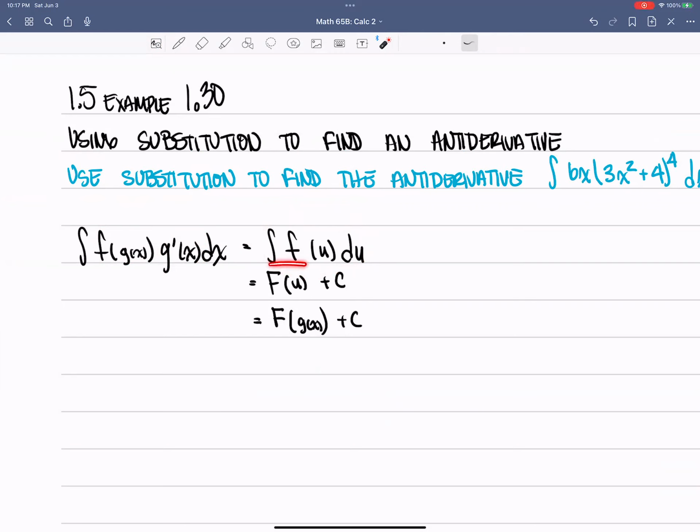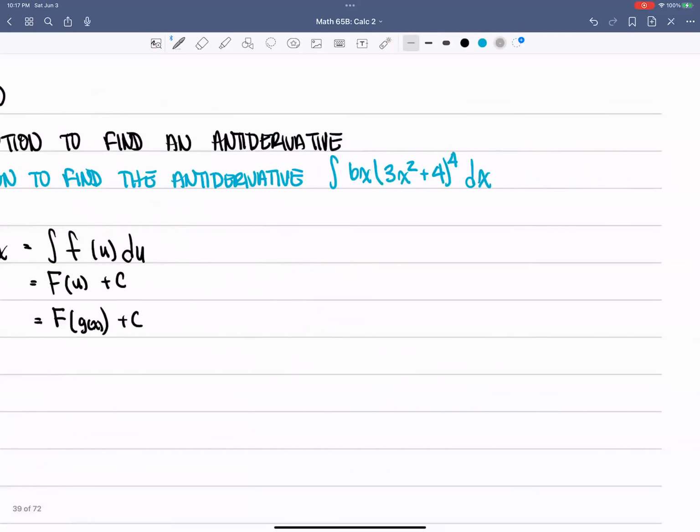Now that this is a function that's easily integrable, we end up with this function here. So our integrated function is in terms of u. What we want it to be is in terms of x. So we substitute that part back in. I know it seems a little weird, so let's get this example out of the way just so you could see it a little bit easier. So the integral of 6x times (3x squared plus 4) to the power 4 dx.